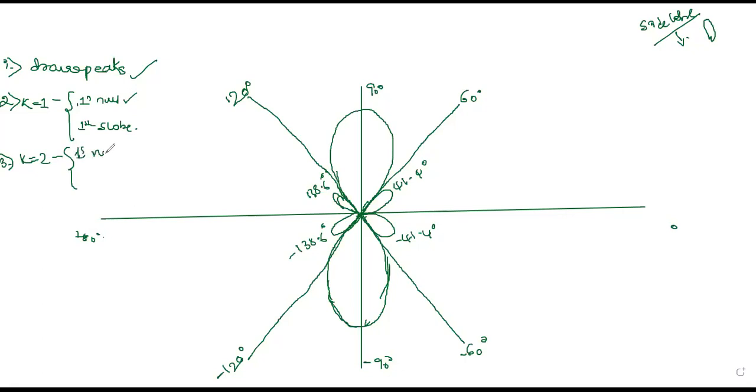The third step, go for k is equal to 2. Draw first null, draw second null, draw your second side lobe. Now, what is actually the k is equal to 2 second null direction? What was the value of null directions? 0 and 180, ma'am. So you have already here, this is 0, this is 180.